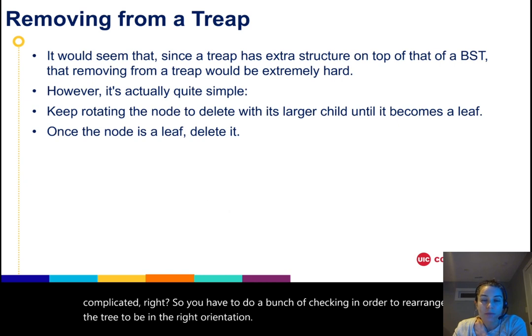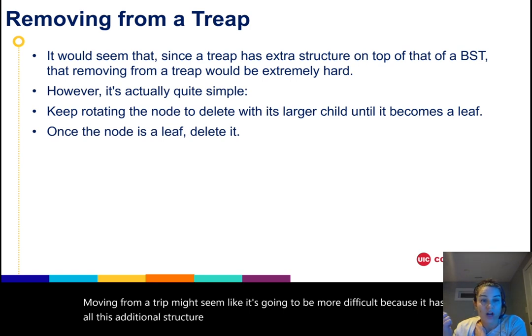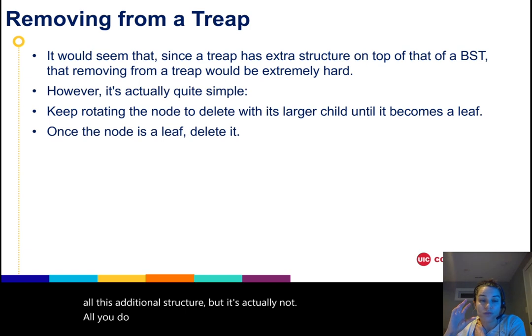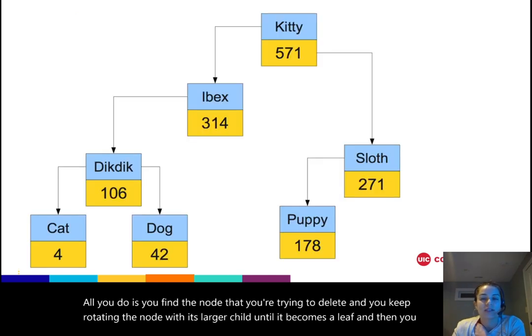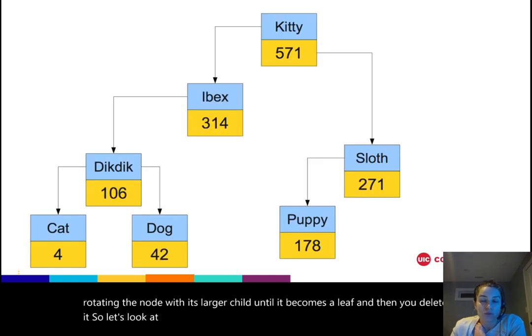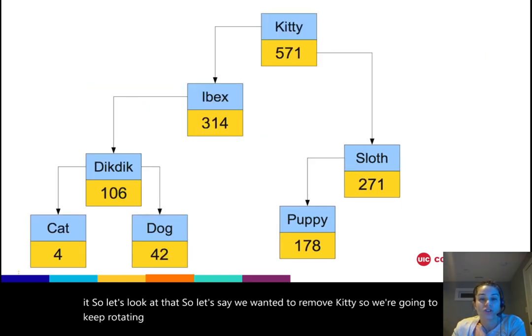Removing from a Treap might seem like it's going to be more difficult because it has all this additional structure, but it's actually not. All you do is you find the node that you're trying to delete, and you keep rotating the node with its larger child until it becomes a leaf, and then you delete it. So let's look at that. Let's say we wanted to remove Kitty. We're going to keep rotating Kitty with its larger child.